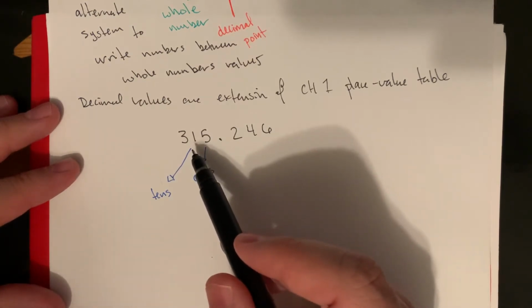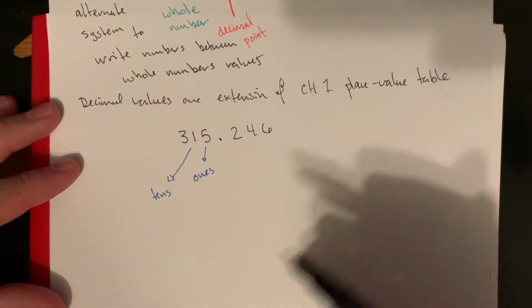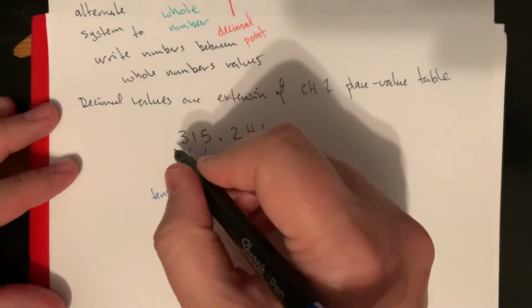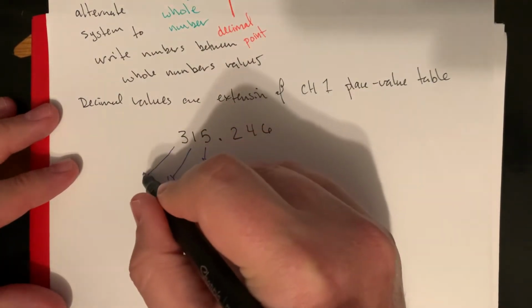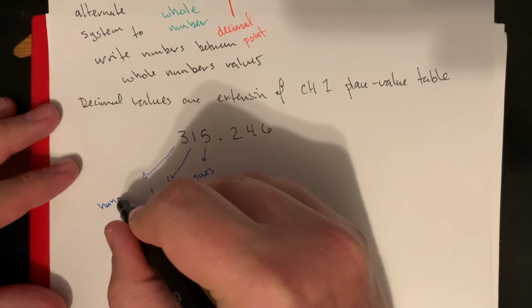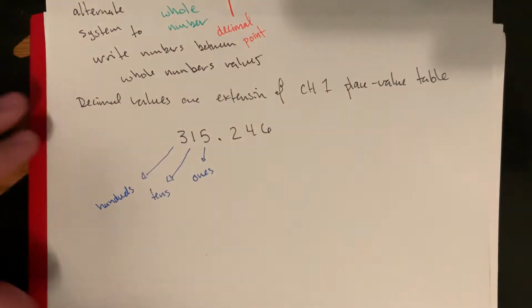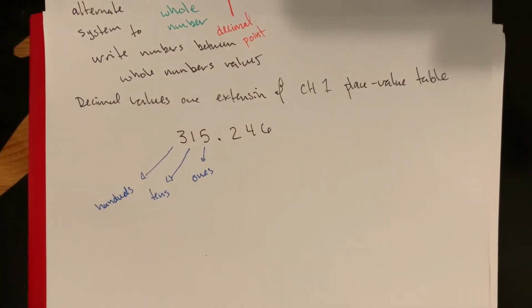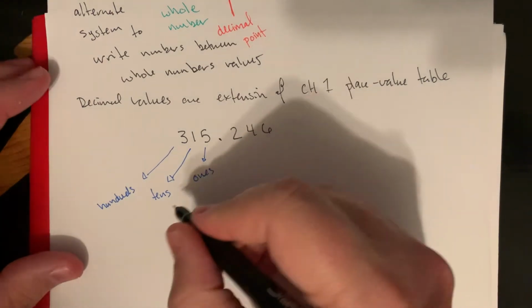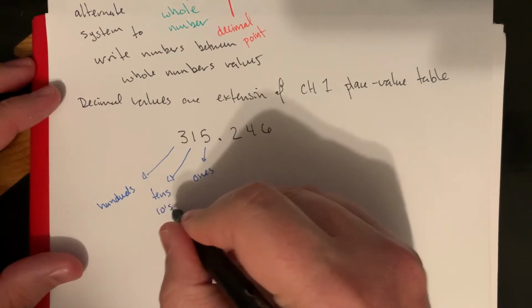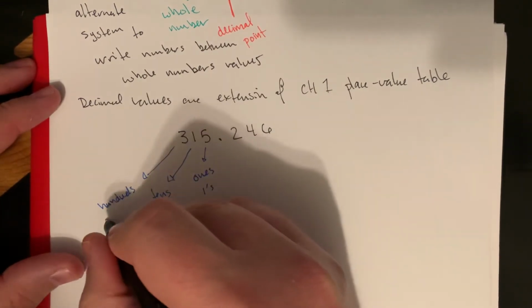So then it's the tens, right? So 10, 20, 30, 40, 50, 60, 70, 80, 90. And then you jump from tens up to hundreds. And then from there, you know, thousands, 10,000s, 100,000s, millions, 10 millions, 100 millions, and on and on and on. So, right, this would be sort of tens, this would be ones, hundreds.